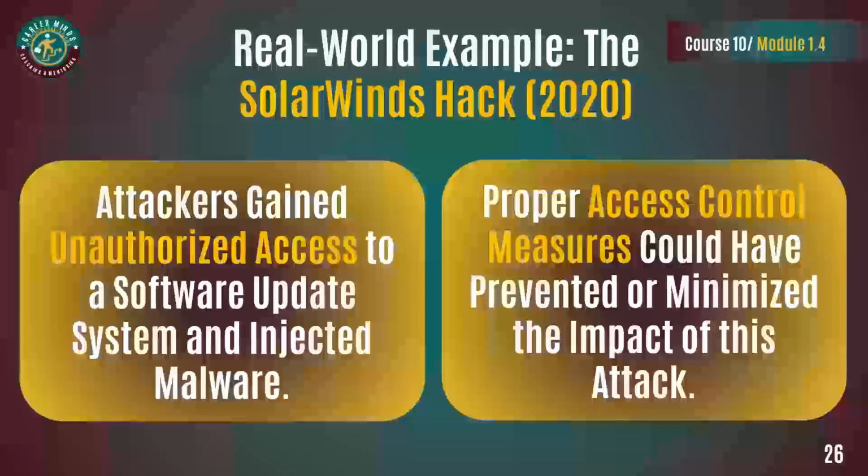So if tighter RBAC, which is role-based access control, or MAC, which is mandatory access control models, had been implemented, and if access logs were properly monitored, which is the accounting part, the attackers could have been detected earlier, or maybe they would have been restricted in movement. And what's the lesson here? Never assume one authentication check is enough. Always apply the principle of least privilege and monitor all user activity.